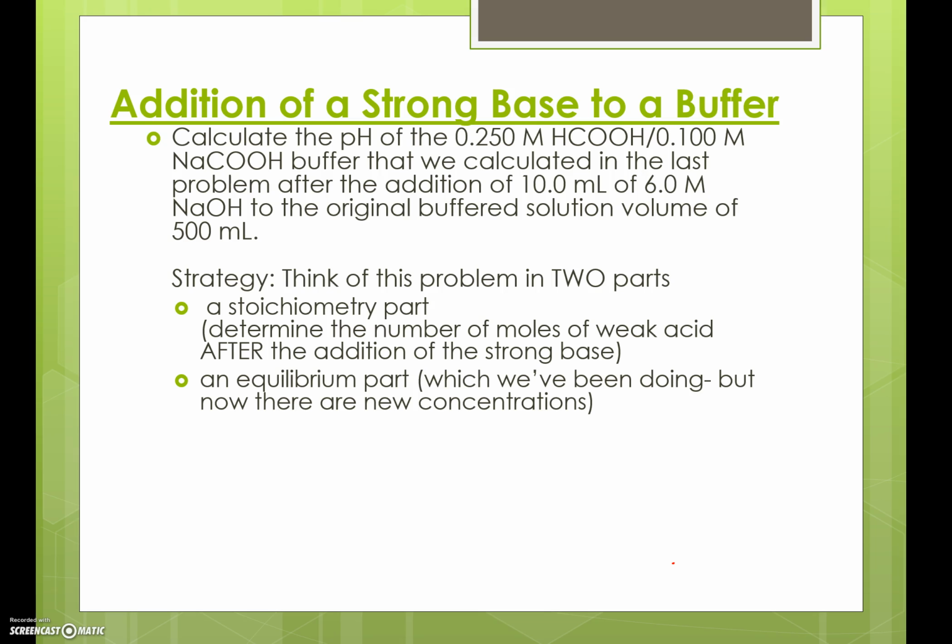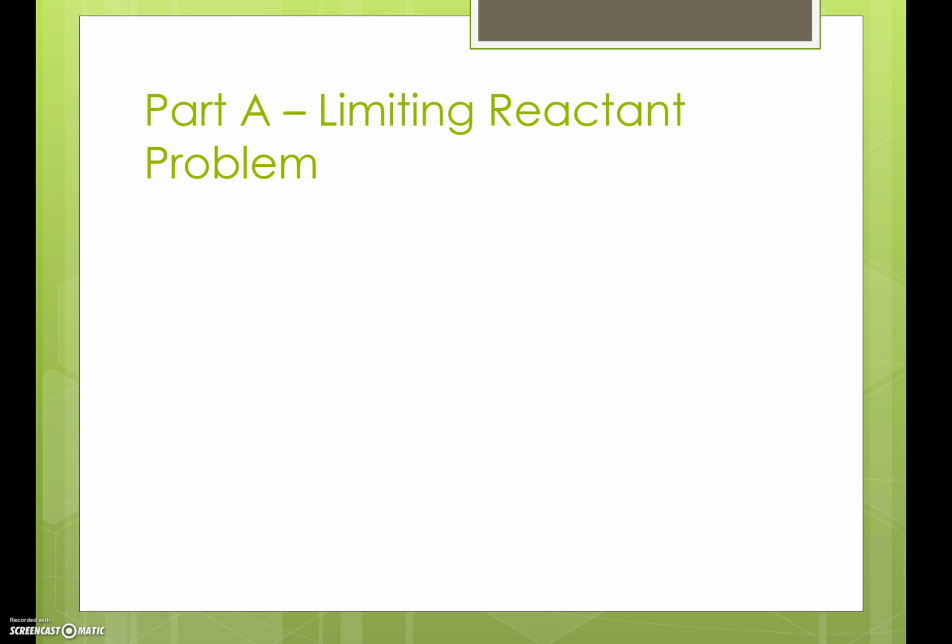And what we're going to want to do is look at this problem in two different parts. The first part's going to be a stoichiometric part where we're going to take our strong base and react it with the component of our buffer until it completely consumes. And then we'll have an equilibrium part, which is the problem like we've just been doing. So first, let's look at our limiting reactant part, our stoichiometry part of the problem.